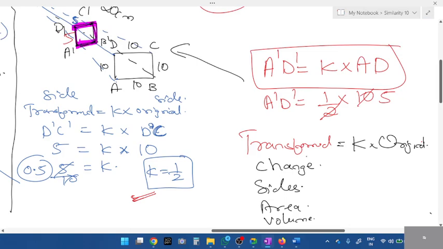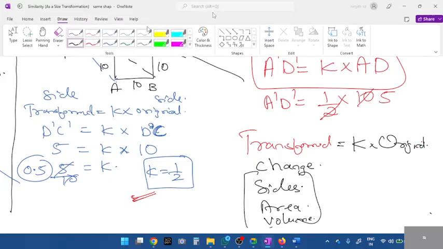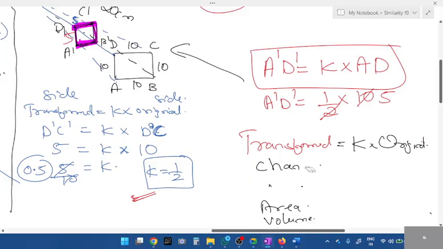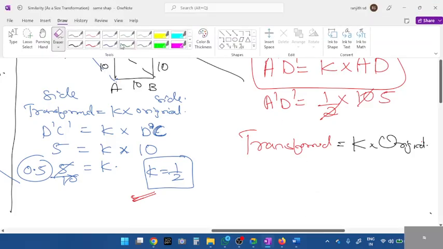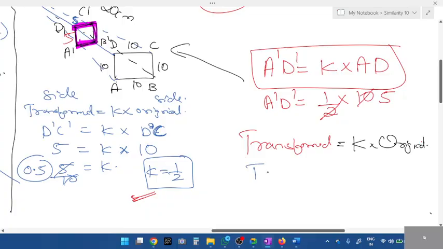Right? And I'll tell you practically where we use this. So these are the three types of changes: side, area, volume. And for these three things, we have formulas. For side, look here. For side, transformed image side is equal to k into original image side.